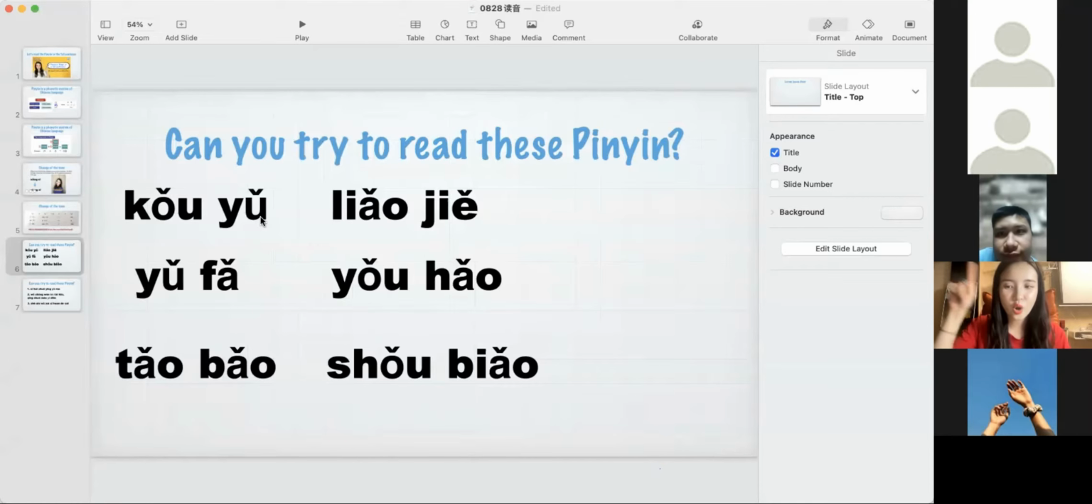口语。When two third tones combine together, you change the first one into the second tone. So it's 口语。Yes. 了解, No. 了解, second. 了解。对了。And this one? 语法。The first one is second tone. 语, Yu is the first tone. 语法。Perfect.